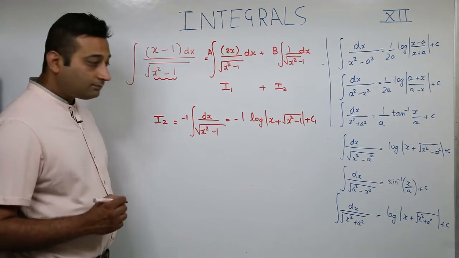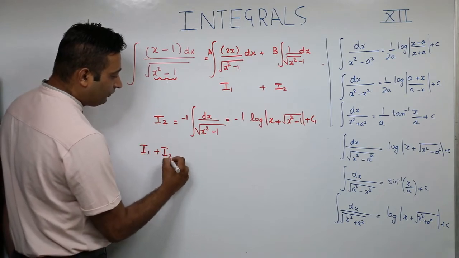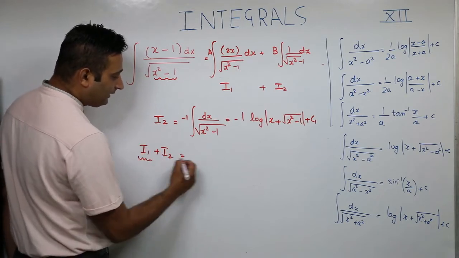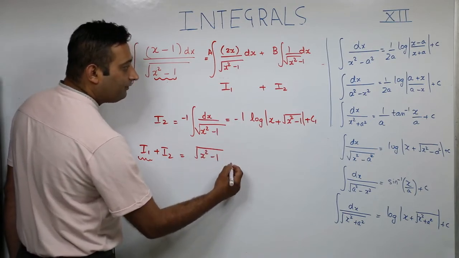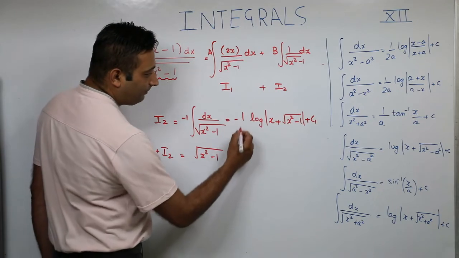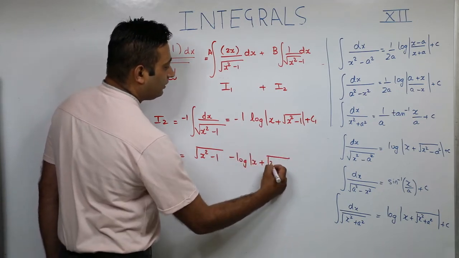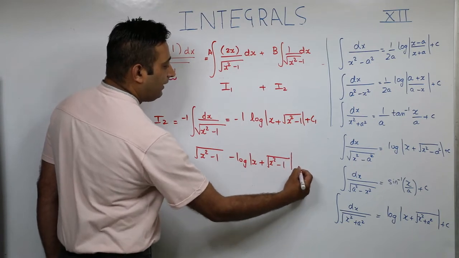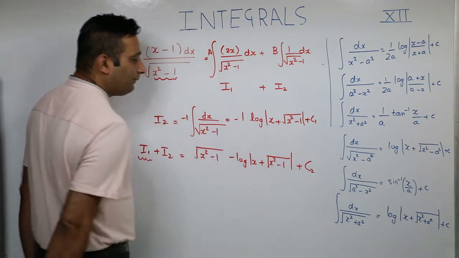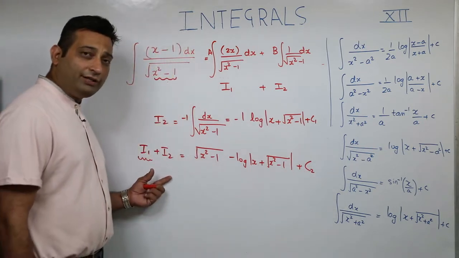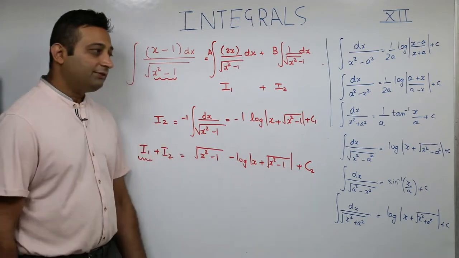Now the final answer would be I1 plus I2. We have solved the I1 part as under root of x square minus a square plus c we will write in the end, and the second part as minus log of mod x plus under root x square minus a square plus c1, and c will add up to form c2. Because in both the parts there was a constant of integration, we will write this constant of integration only once. So this is our final answer.